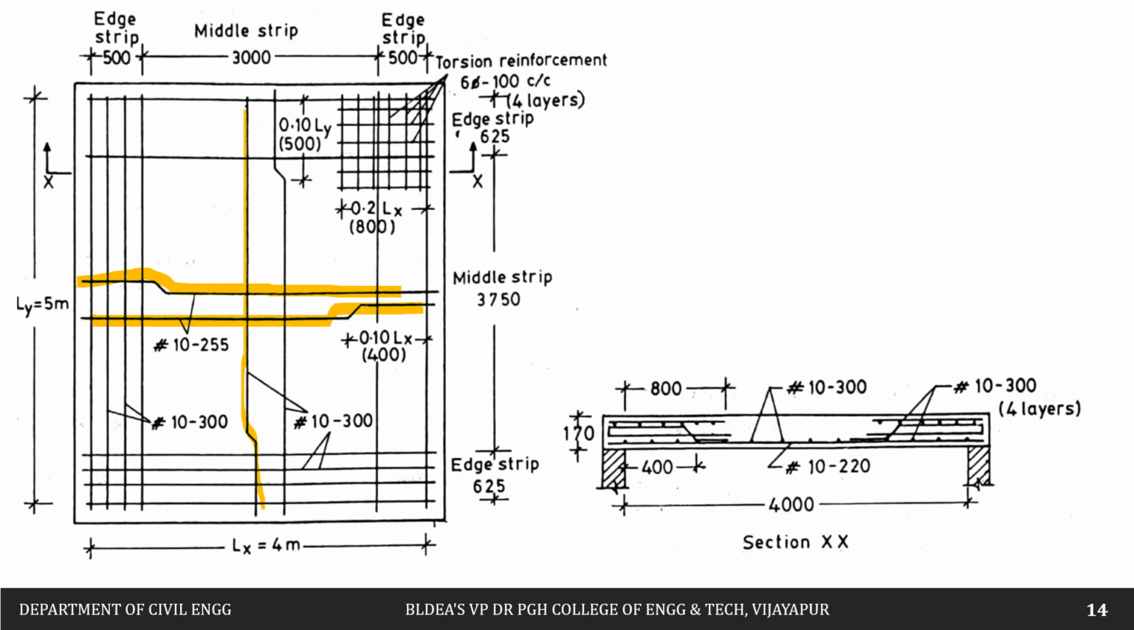So this is nothing but the two-way slab. In a one-way slab, only in one direction we are going to provide the bent up bar. So what should be this distance? That is 0.1 L. As this is the short span, we are going to have 0.1 Lx.